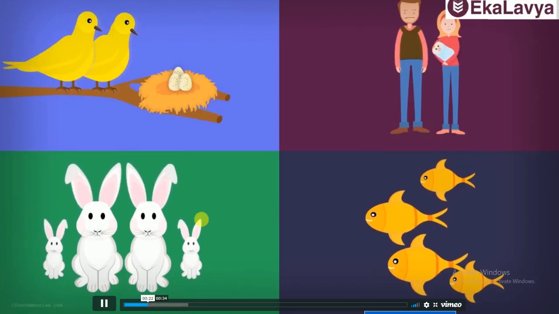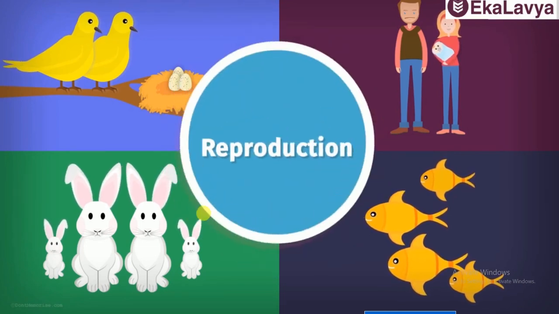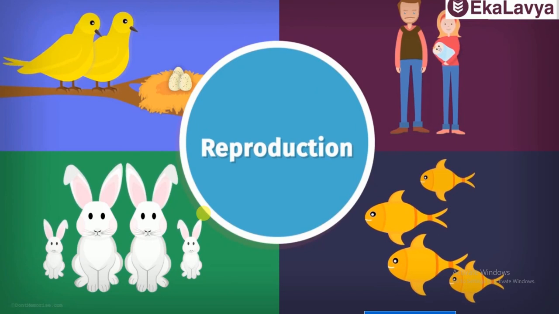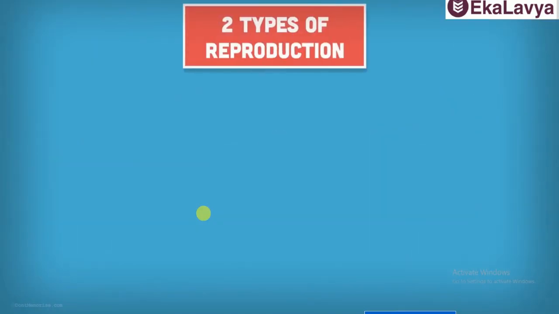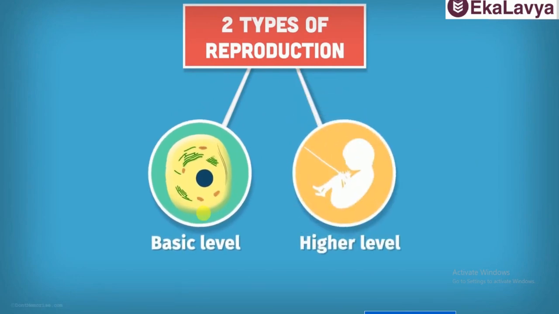Exactly, but let us say it's a way of life. What do we call this process where one individual gives rise to another of its own kind? Reproduction, that's right. The word clearly implies that we are doing nothing but reproducing our own kind. For our convenience, we will categorize the reproduction process as basic level reproduction and higher level reproduction.